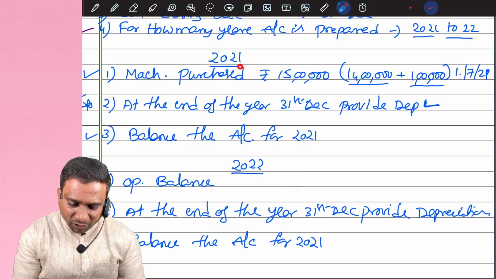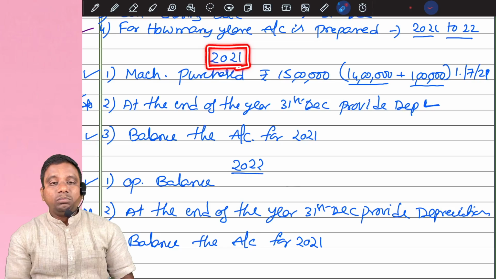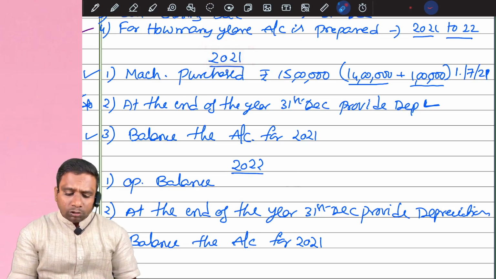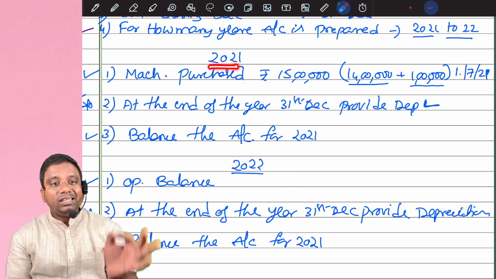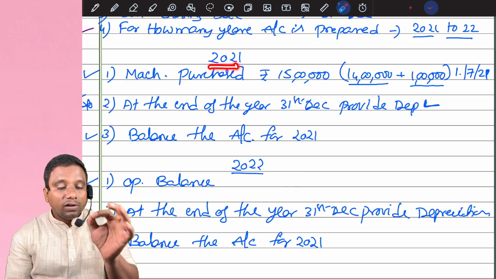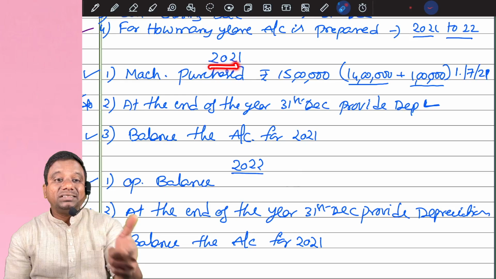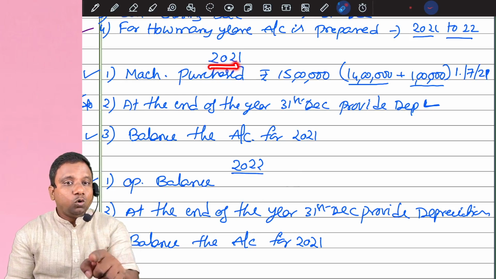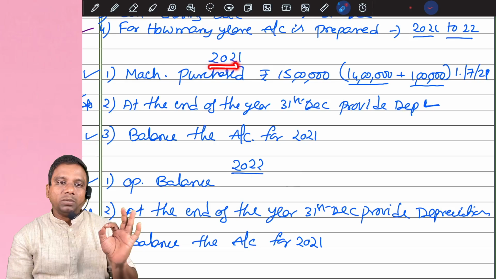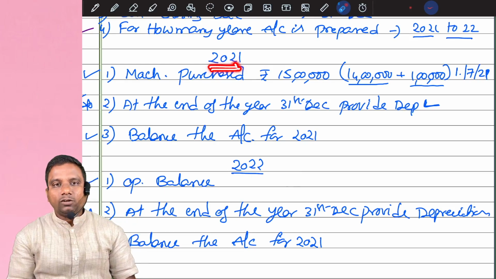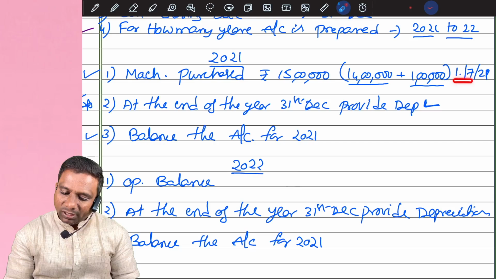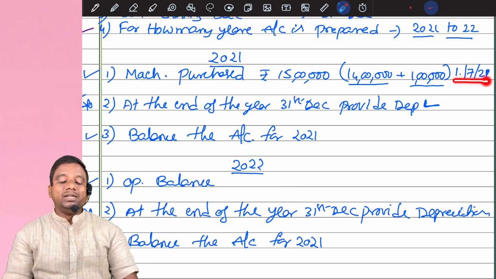Now what we have to do is collect the information year wise. Year wise, 2021. First we have to start the machinery account for the year 2021. Either the machinery account starts with the opening balance or we start the machinery account with the purchase of an asset. Some problems give you the opening balance directly: on so and so date, the machinery account is showing this much balance. In that case, you have to start your account with the opening balance. But in this problem, we purchased the asset on 1/7/2021, and here dates also play an important role.